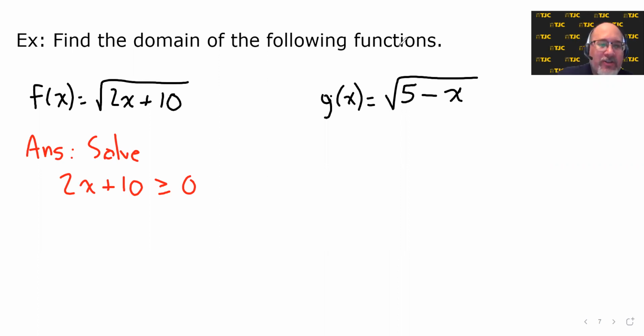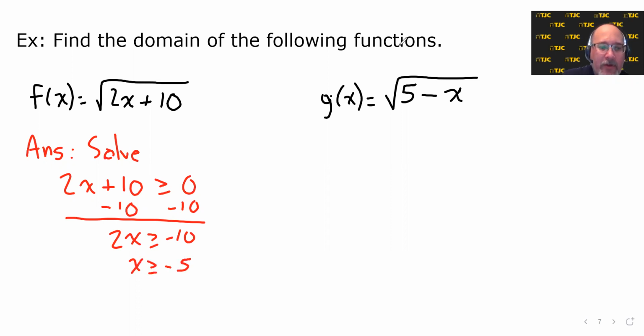Well, this is pretty easy to solve. We subtract 10 from both sides, to get 2x is greater than or equal to negative 10. Then we divide both sides by 2 to get x is greater than or equal to negative 5. We haven't solved inequalities in a while, but they still work the same way as before.